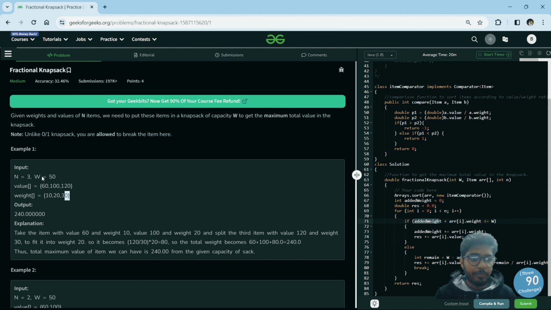So we have to fill the bag which has a capacity of 50, and we have to fill those products in such a way that we get the maximum total value. So this is basically a very common problem and yet interesting. So let's take the first example and decide how to approach this problem.